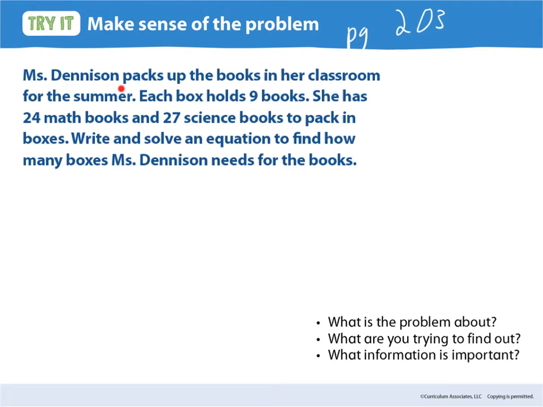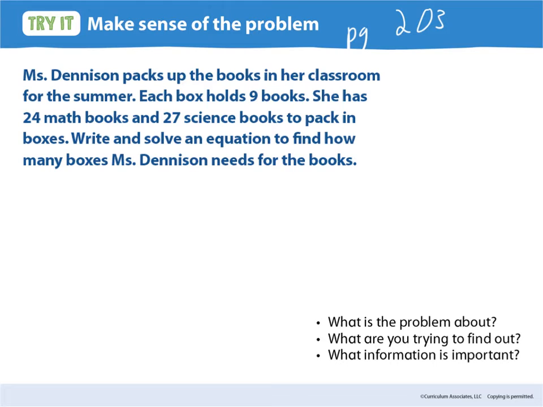Ms. Dennison packs up the books in her classroom for the summer. She's going to the beach. She's going to relax a little bit. She's got to take her books with her to the beach so she can read them over summer break. Each box holds 9 books. She has 24 math books and 27 science books to pack in boxes. There used to be 27 math books, but somebody stole 3 of them, so now there's only 24. It's very unfortunate for Miss Dennison. Write and solve the equation to find how many boxes Miss Dennison needs for the books.